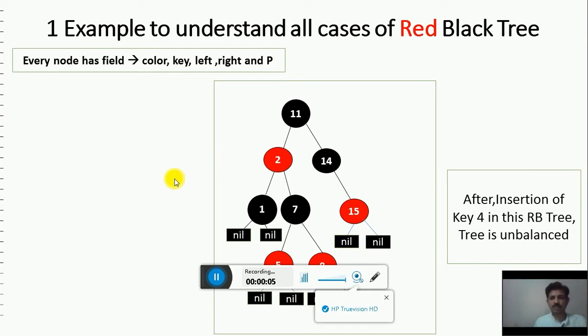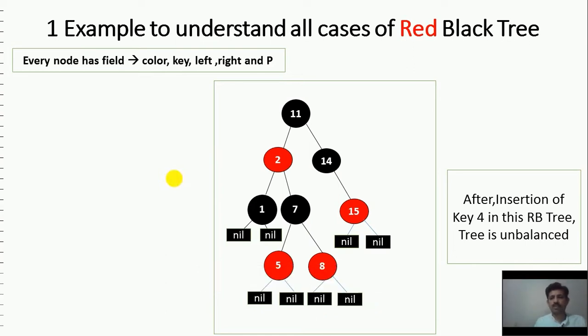In this video lecture, I am going to discuss all three cases of red-black trees by taking one example, so that you will easily understand in which scenario each of the three cases is applied to balance the tree. This is the example, a tree you can see here in this slide, and all the red-black tree properties are existing here.